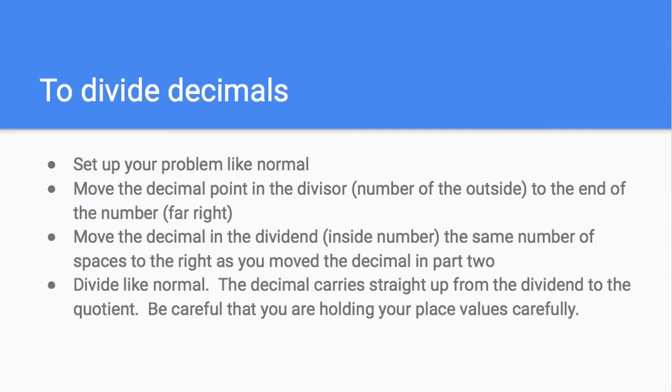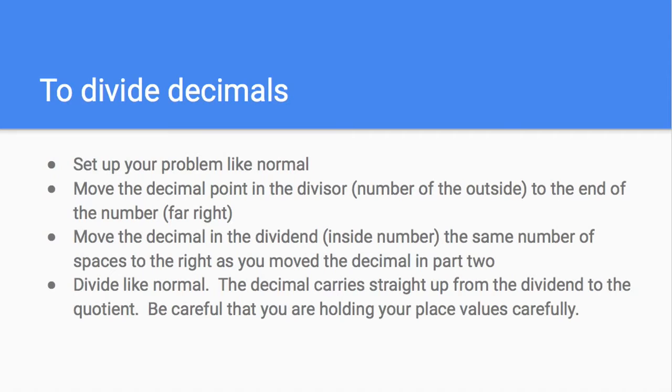After you've done that, you're going to divide like normal. Just ignore the decimal point. After it's been placed, you're done with it. The decimal is going to go straight up from the dividend to the quotient, or into your answer. And be extra careful that you're keeping your place values correct.